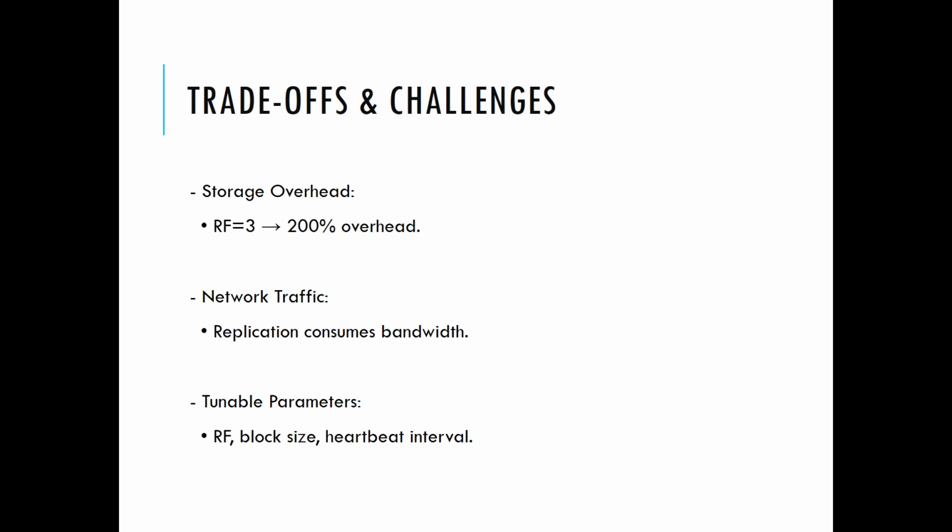3. Tunable parameters. To optimize HDFS, administrators must tune several parameters. These include the replication factor (RF), block size, and heartbeat interval. Choosing the right values depends on the specific workload, cluster size, and network infrastructure. For instance, a larger block size reduces metadata overhead, but might lead to inefficient storage for small files. The heartbeat interval affects how quickly the NameNode detects failures. Tuning these parameters requires careful consideration.